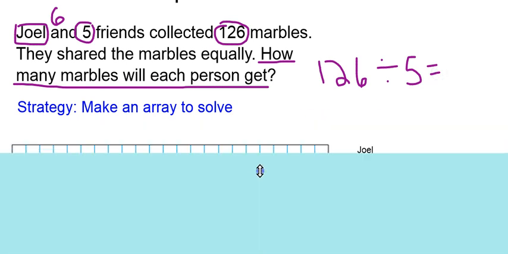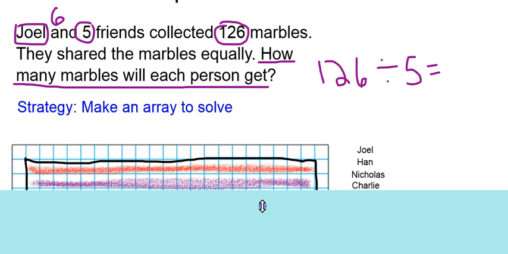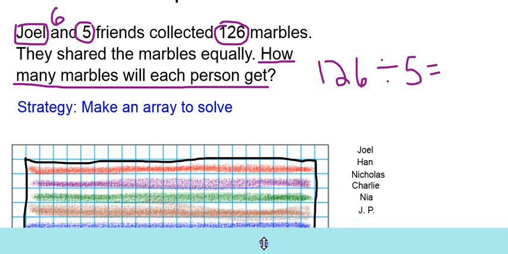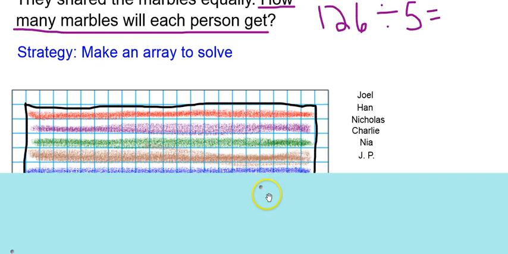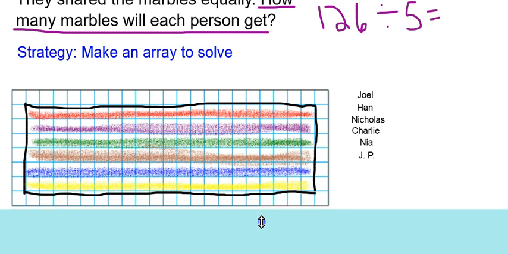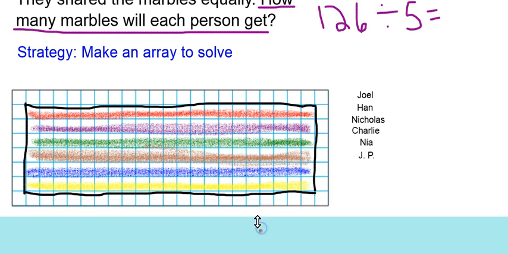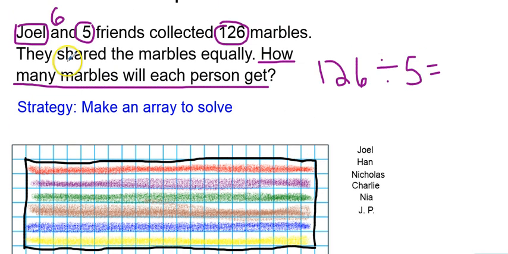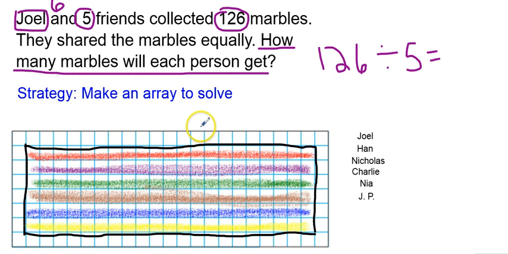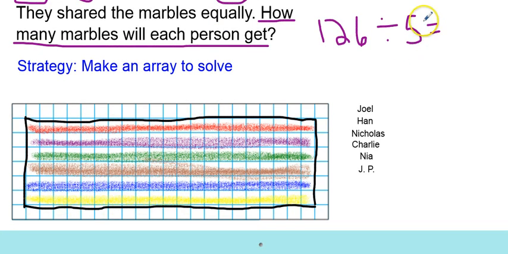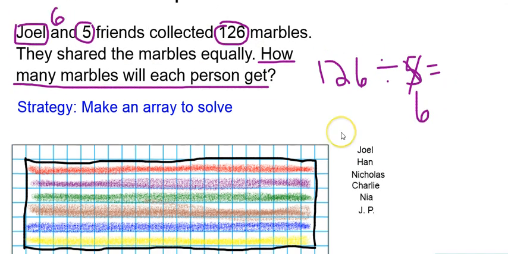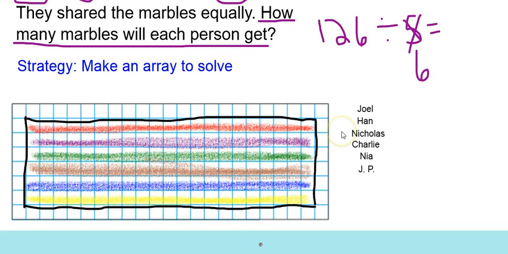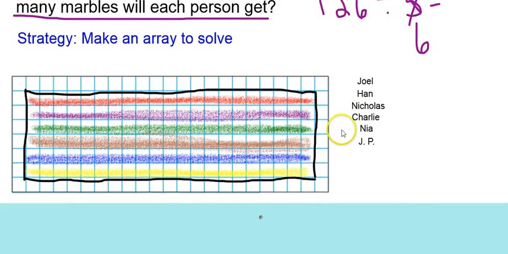And here is an array that I created to help with solving this problem. So if there are going to be Joelle and 5 friends, that means that I need to make this 6, right? Because we said that was a total of 6, so it's really 126 divided by 6 and not 5.